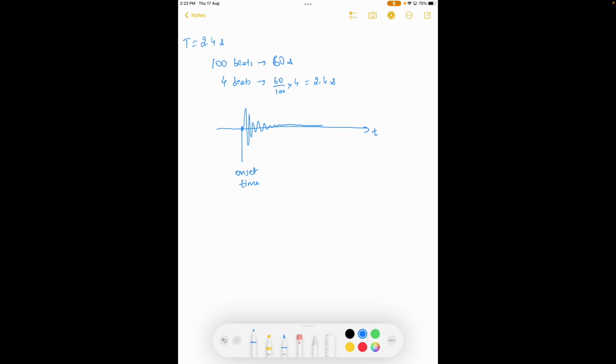Now you will see after this onset, the whole thing increases. This area is called attack.